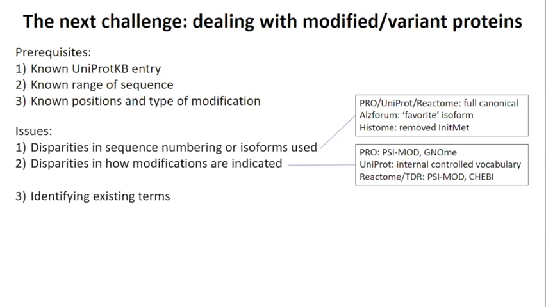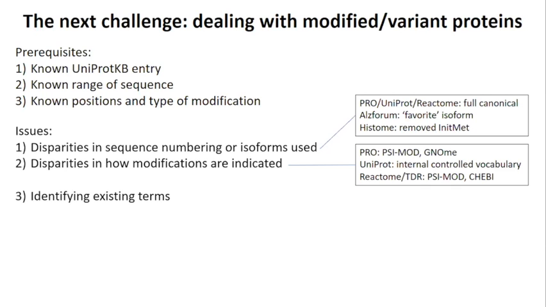The second issue involves the different ways databases indicate modifications. Pro mostly uses the PSI-MOD ontology for modifications, but uses the GNOME ontology for glycans, while UniProt uses its own internal terminology, and Reactome and the Top-Down Repository use PSI-MOD and ChEBI for glycans or special types of linkages.